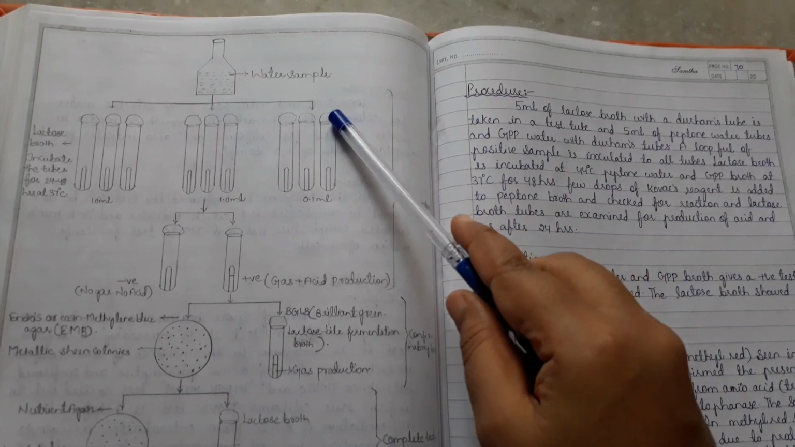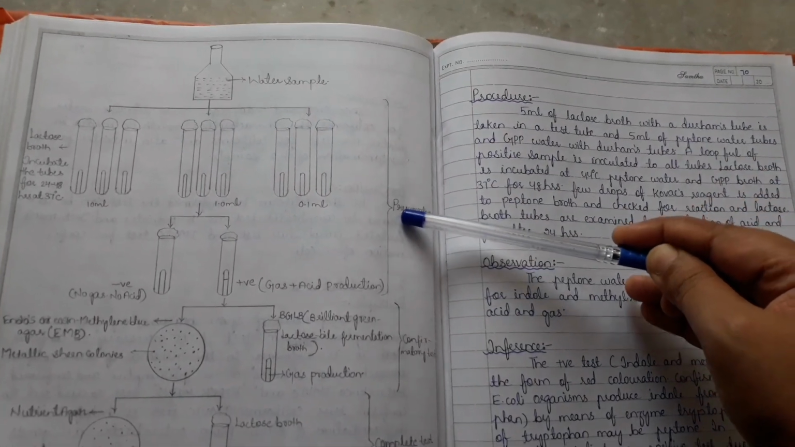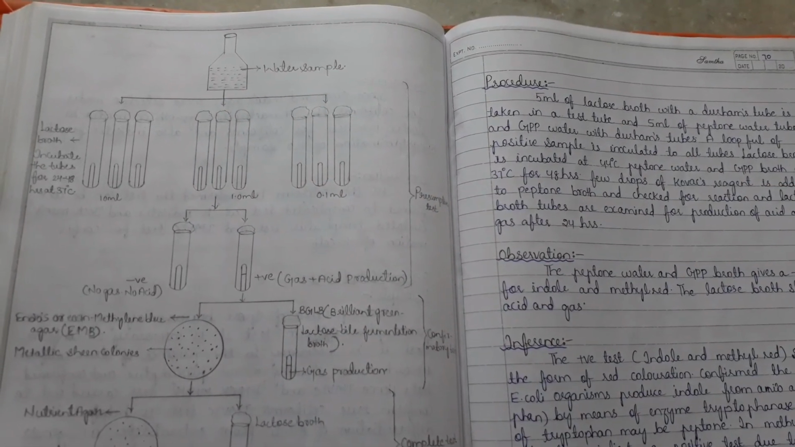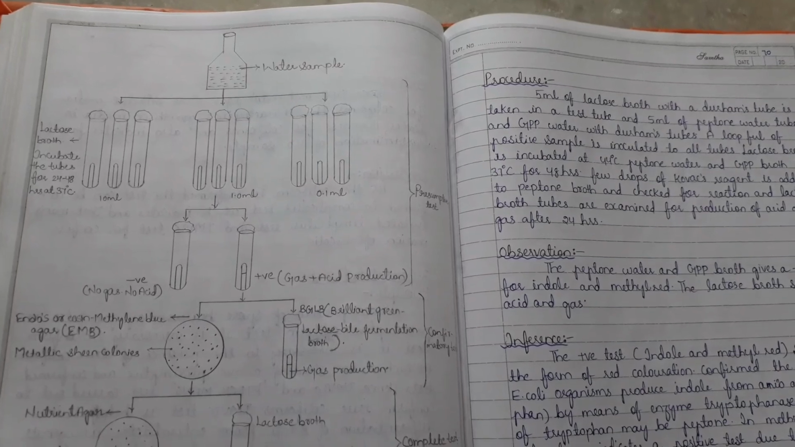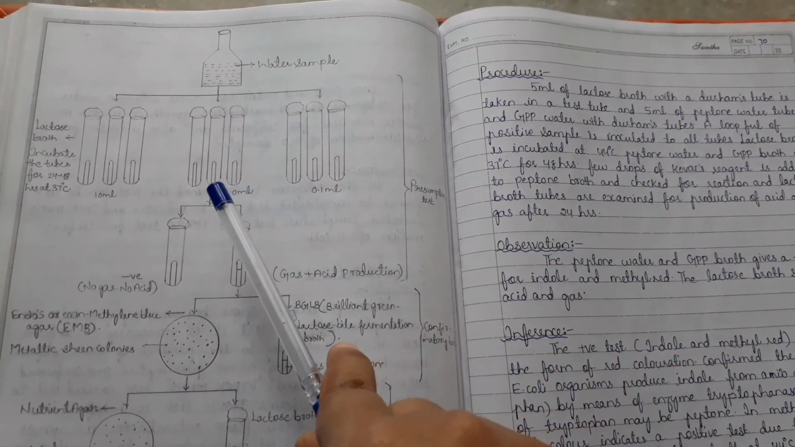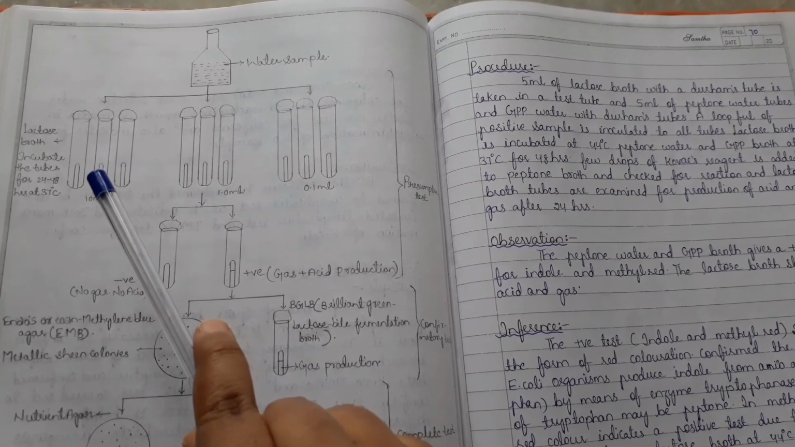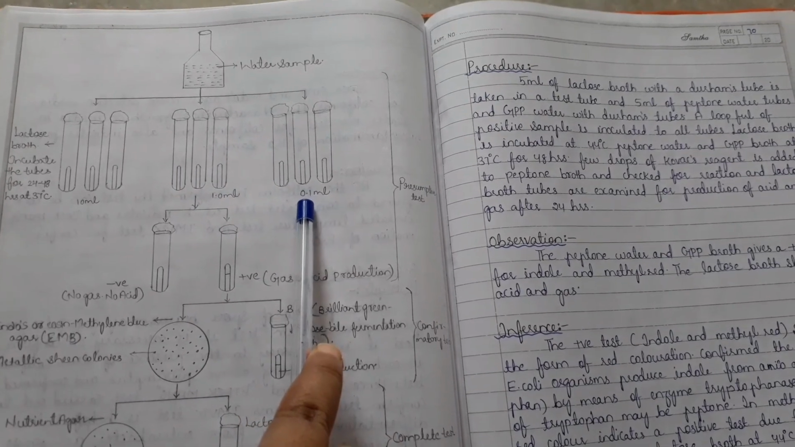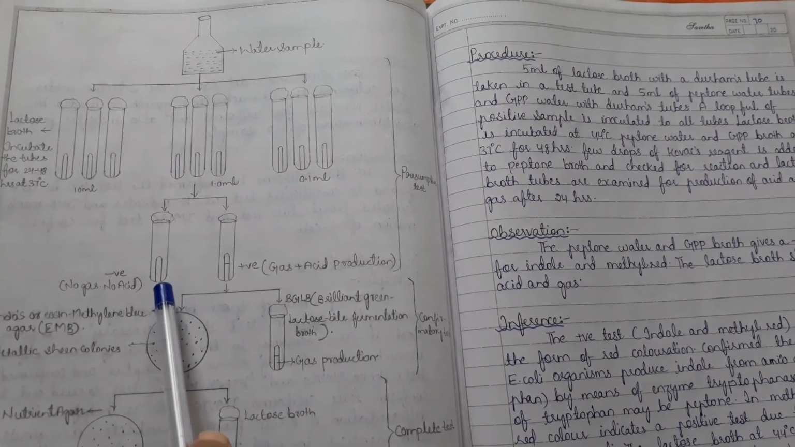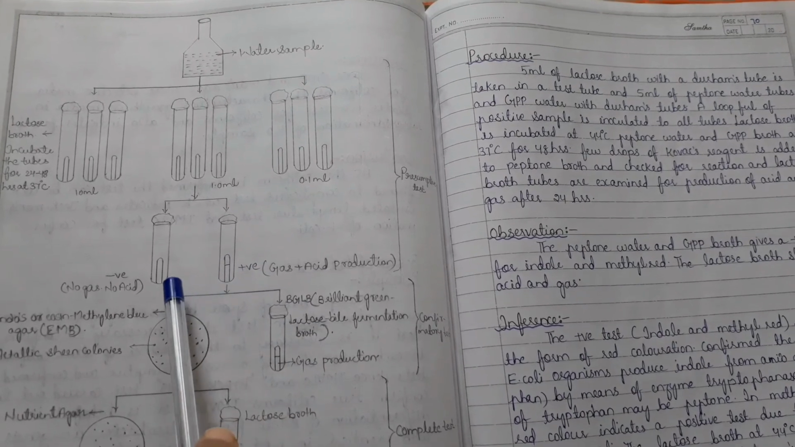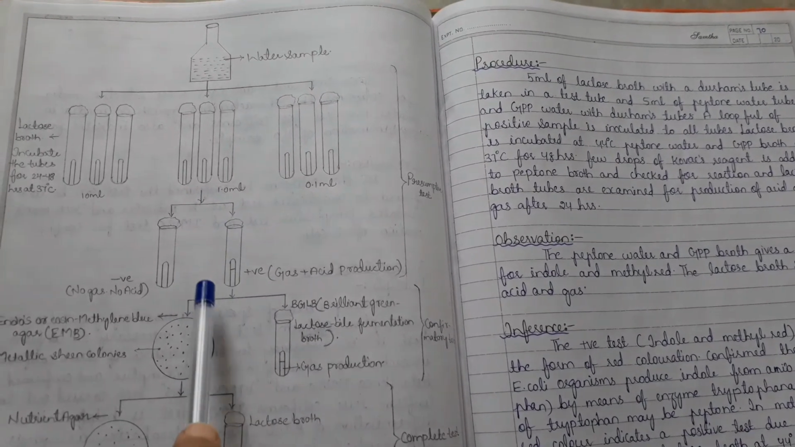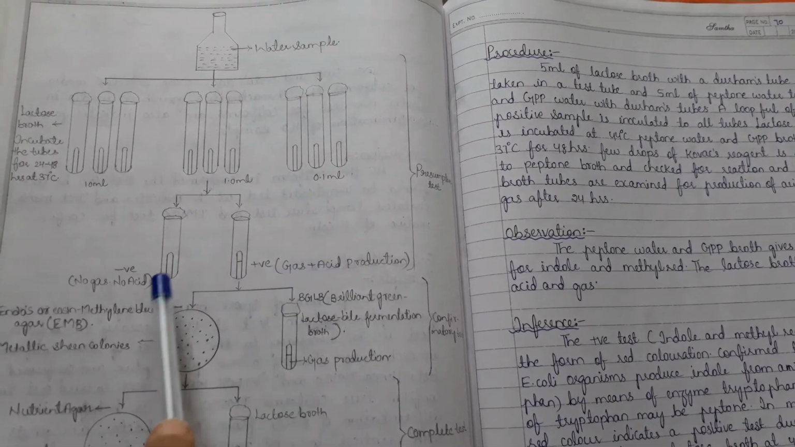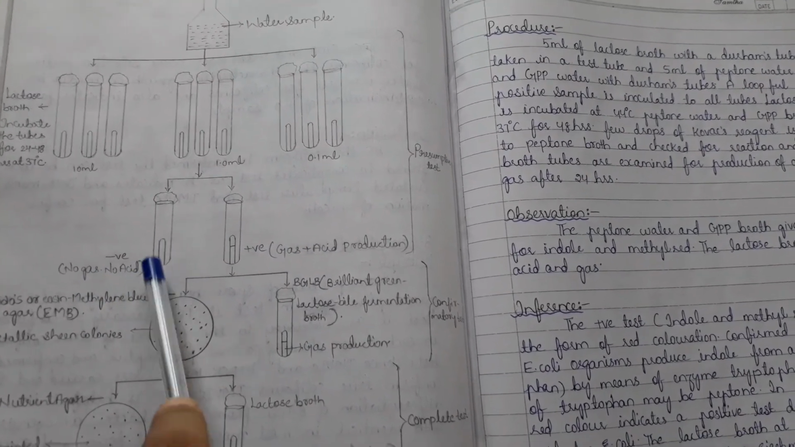This is the water sample in the presumptive test. In the first method, what are we doing? This is the lactose broth. We incubate the tubes for 24 to 48 hours at 37 degrees centigrade. These are the inverted Durham's tubes. Here we are taking 10 ml, 1 ml and 0.1 ml. We can see the acid production, then gas and acid production. This is positive and this is negative: no gas, no acid production.